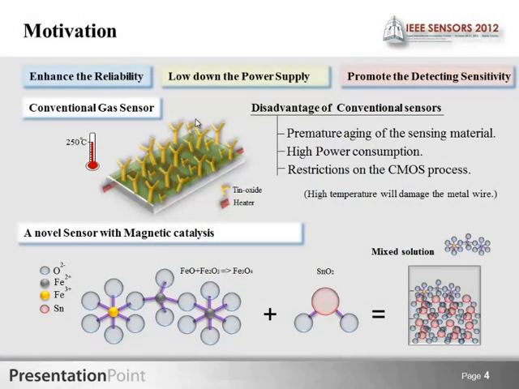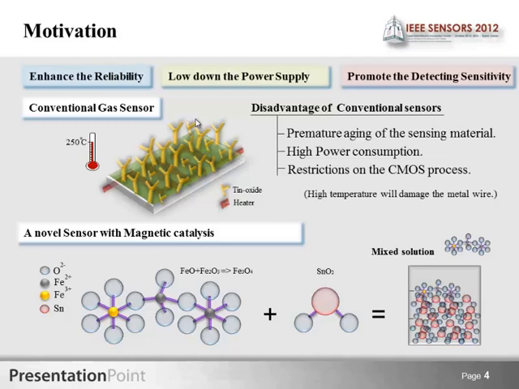And nowadays, we found there are still some issues that seriously affect chemical sensors, such as the high power consumption and the aging of the sensing material. The second topic, the motivation, is to improve on the disadvantages of the conventional gas sensor to achieve low power consumption.